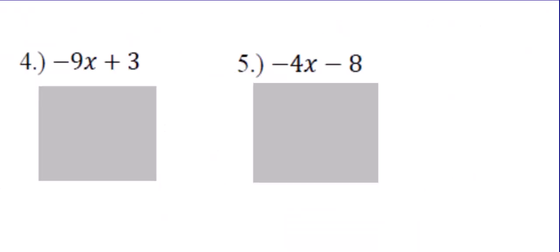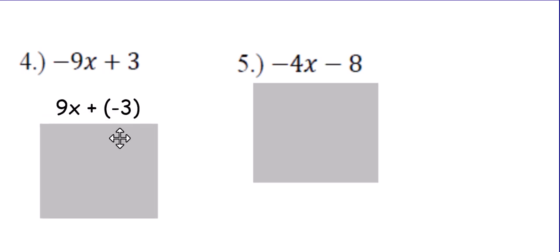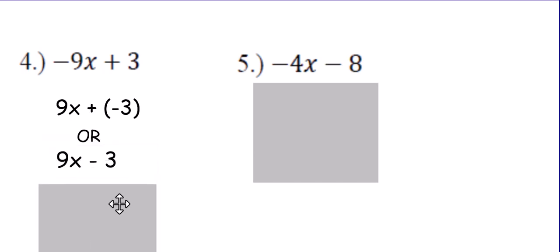All right, our last two of these, -9x plus 3. We don't need to rewrite subtraction as addition. We just have to make each term its opposite or multiply each term by -1. -1 times -9x is +9x, and -1 times 3 is -3. So the additive inverse is going to be 9x plus -3, but we can also write it as 9x minus 3.